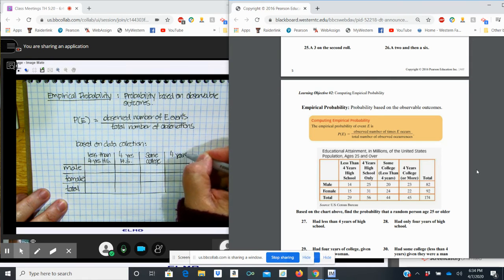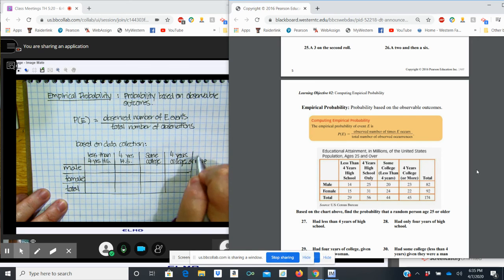All right. And then somebody who had 4 years of college or more. And then this last row will be totals. Okay.